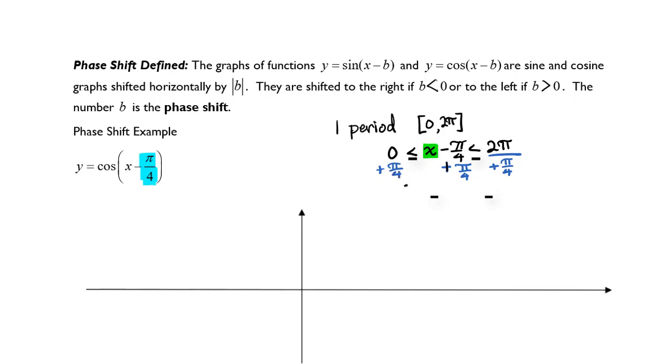When I do that, I get pi over 4 is less than x is less than 2 pi plus pi over 4. And so it might be helpful to think of this as 8 pi over 4 plus 1 pi over 4. So that will give me a total of 9 pi over 4. And these endpoints here tell me where my period of this cosine function starts and stops.